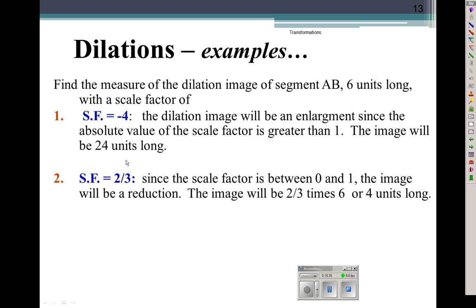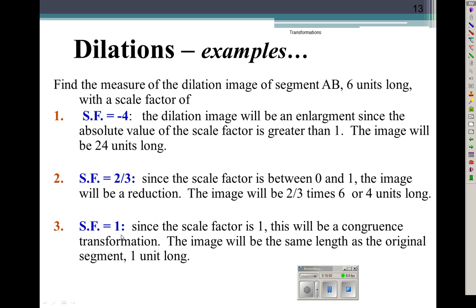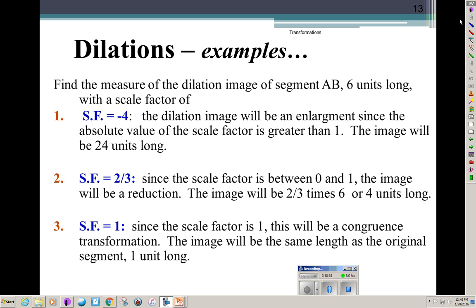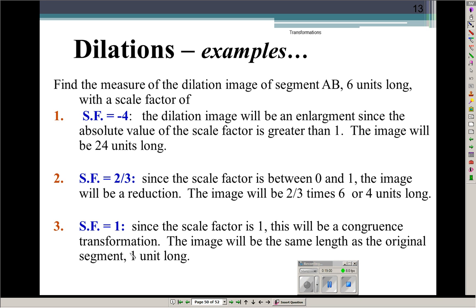If the scale factor is 2/3, 2/3 is between 0 and 1, so it gets smaller. 2/3 times 6 is 4. So 6 got smaller, and now it's 4 units long. If the scale factor is 1, it's a congruence transformation, and the image is still 6 units long. Correct this 1 to a 6.